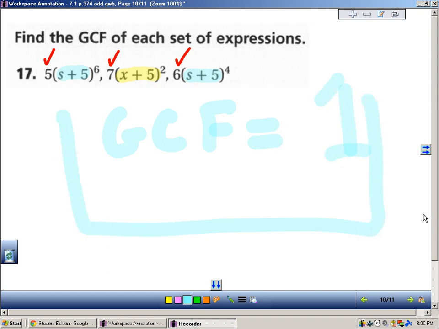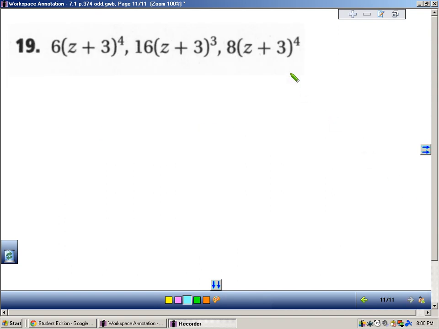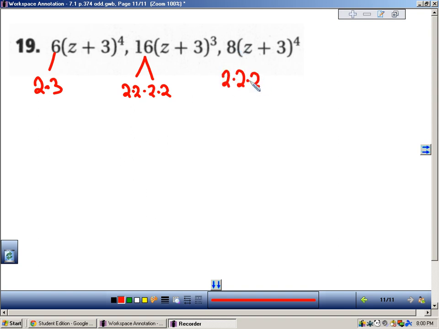Last question. Yes. I'm losing my voice. Okay, great. So I like what I see here so far. 6 is 3 times 2. I'm going to go in least to greatest. 2 times 3. 16 is 4 times 4, which is 2 times 2 times 2 times 2, right? 8 is 2 times 2 times 2. And so, what do we have in common here? We just have a 2. 1, 2 in each.